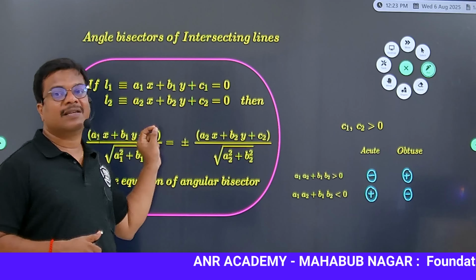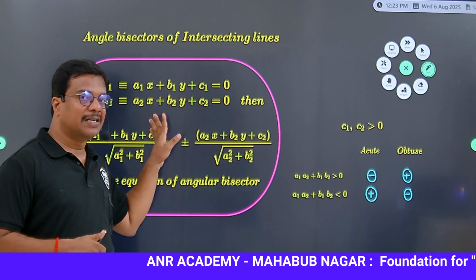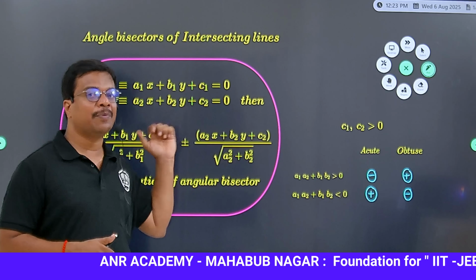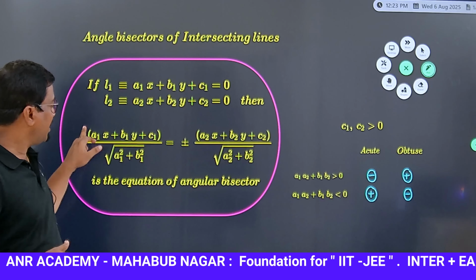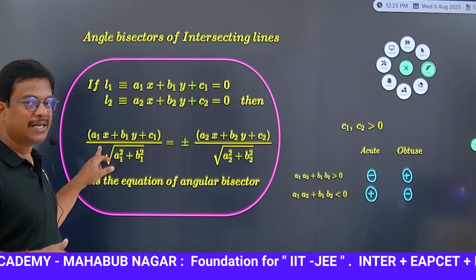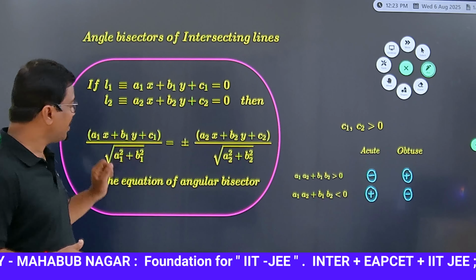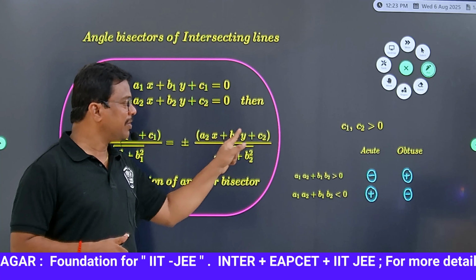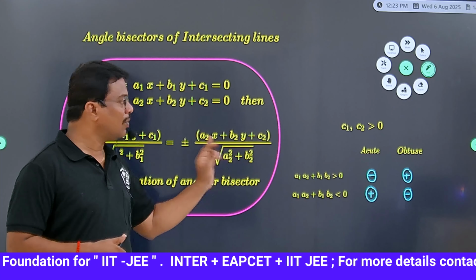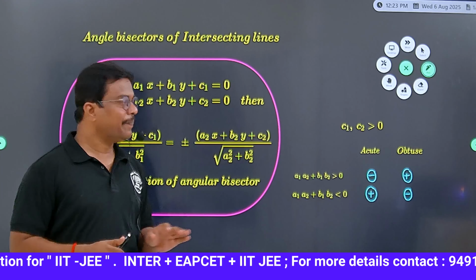One sign for acute angular bisector and the other sign for obtuse angular bisector. And the formula here: A1x plus B1y plus C1 divided by root over A1 square plus B1 square equal to plus or minus A2x plus B2y plus C2 divided by root over A2 square plus B2 square.